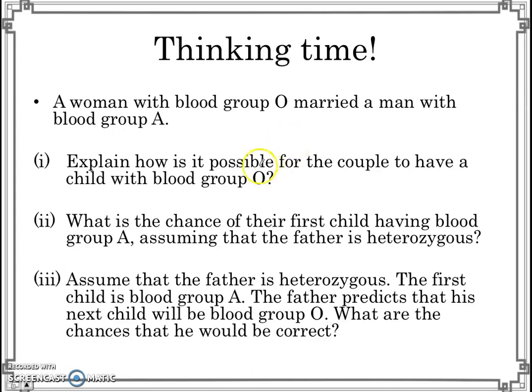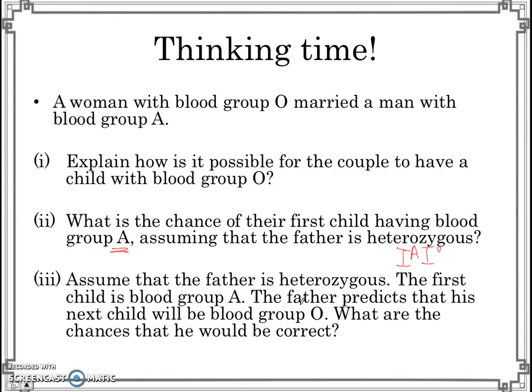Now the second part of the question asks, what is the chance of your first child having blood group A, assuming that the father is heterozygous? If the father is heterozygous, it means that he's IAIO, because he has different alleles in his genotype. And the third part asks you to assume that the father is heterozygous again. His first child is blood group A, and the father thinks that his next child will be blood group O. What's the chance that he will be correct?